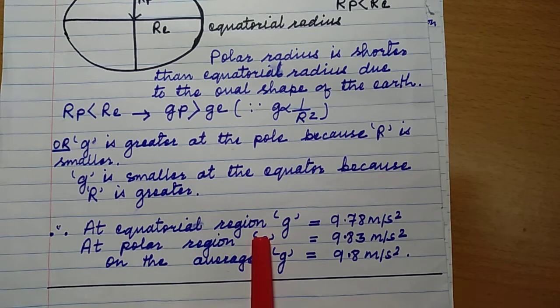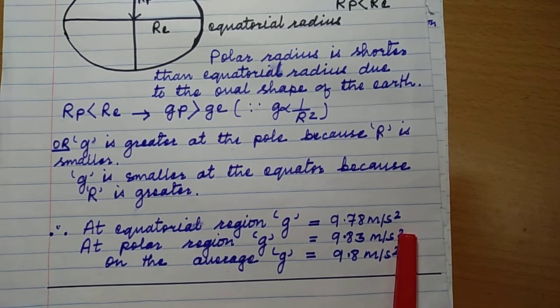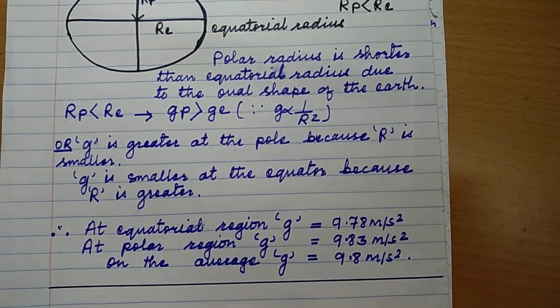At the equatorial region, the value of acceleration due to gravity on the surface of the earth is 9.78 meter per second square. This is the exact value of acceleration due to gravity at the equator. Now at the polar region, the value is 9.83 meter per second square. You can see the value of g is greater at the pole.